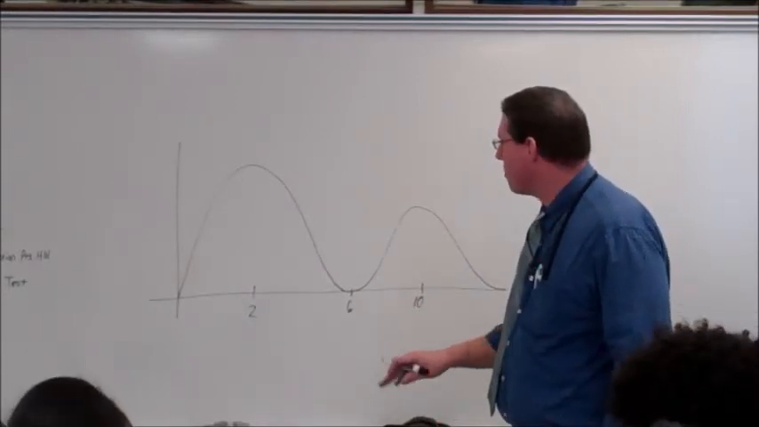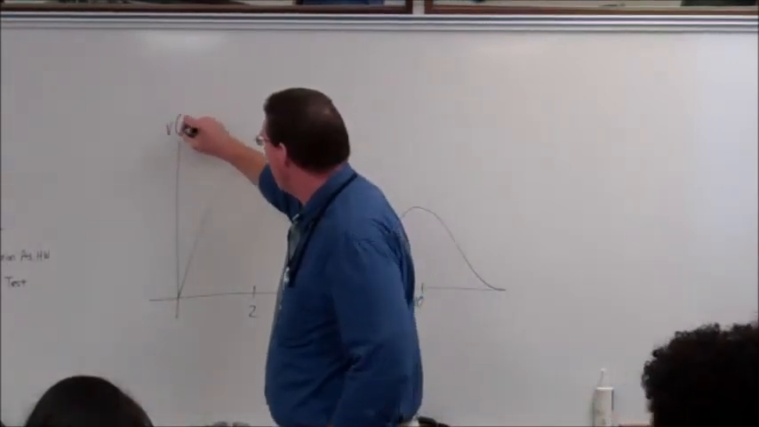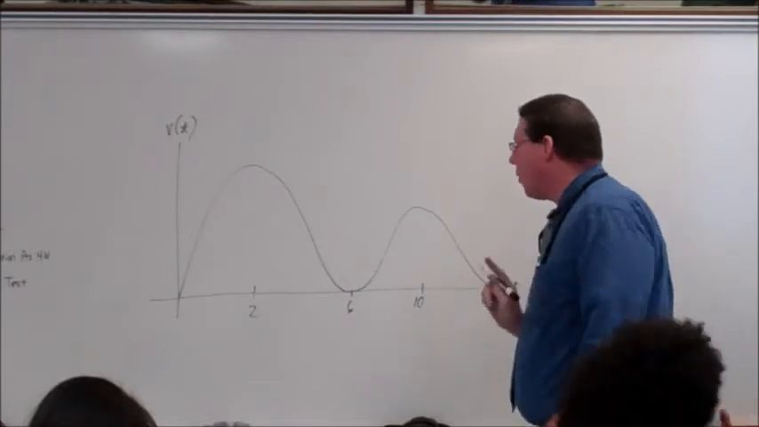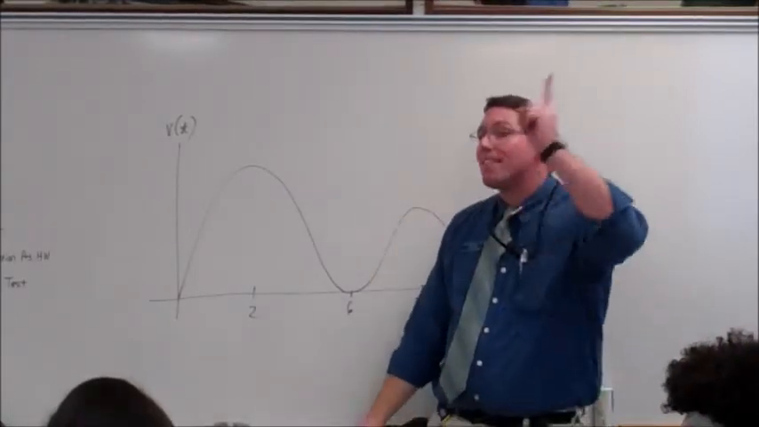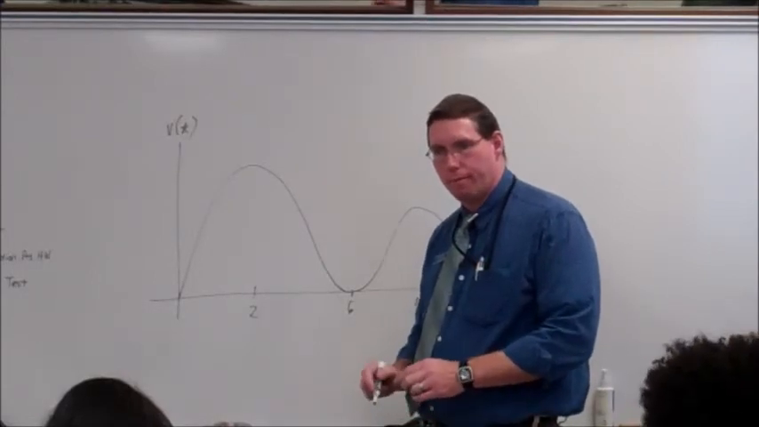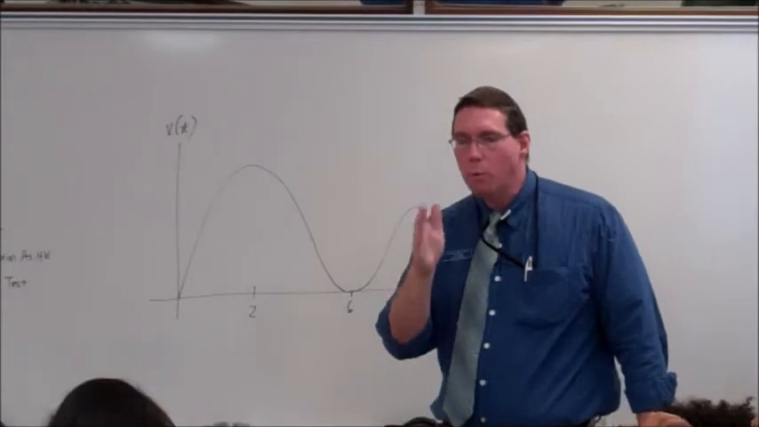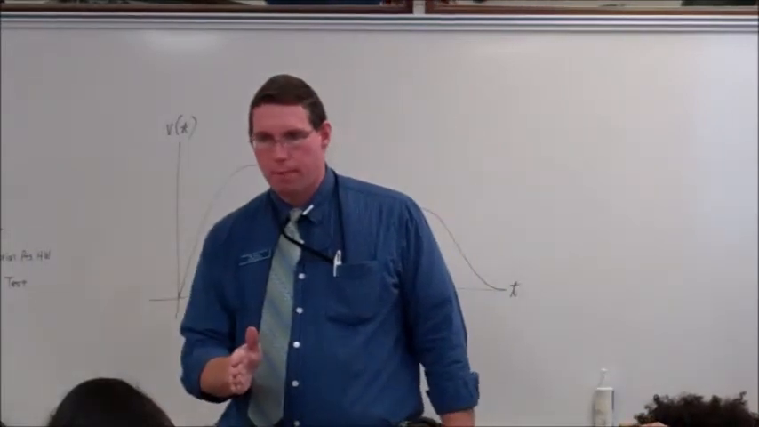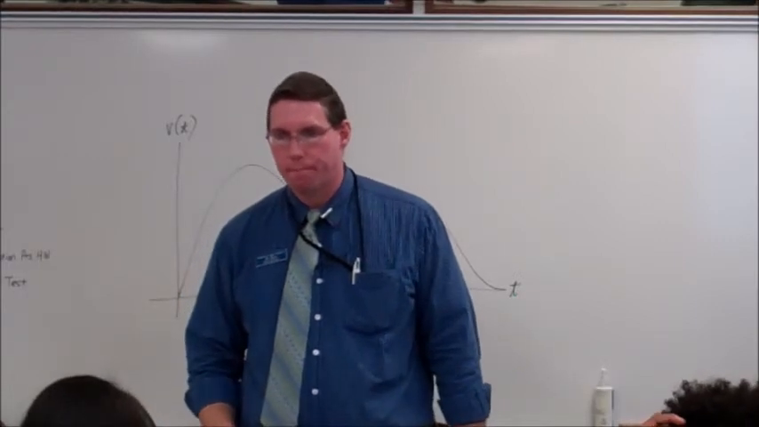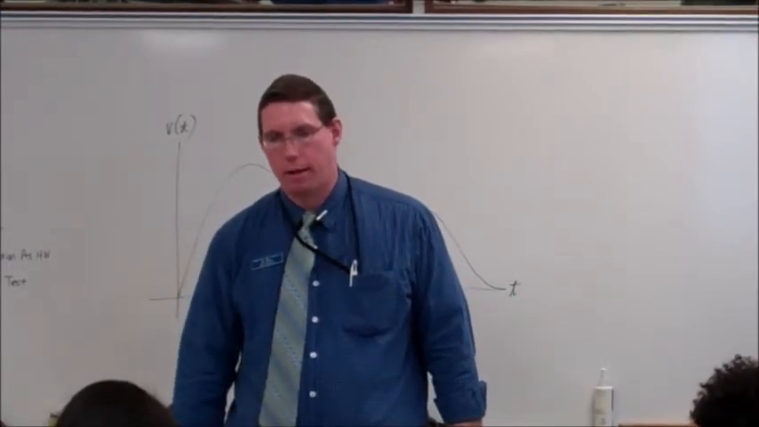Okay, so here's the thing. We are now going to say that this is the velocity of the object, not its position. And I want to know where the position graph has an inflection point. Now, what would you be looking for to find an inflection point? Analytically, what would you be looking for?